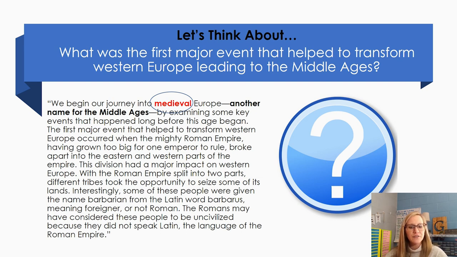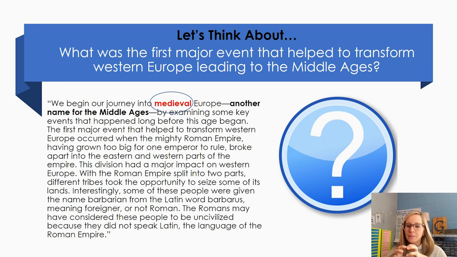The first major event that helped to transform Western Europe occurred when the mighty Roman Empire, having grown too big for one emperor to rule, broke apart into eastern and western parts of the empire. This division had a major impact on the Western Europe.